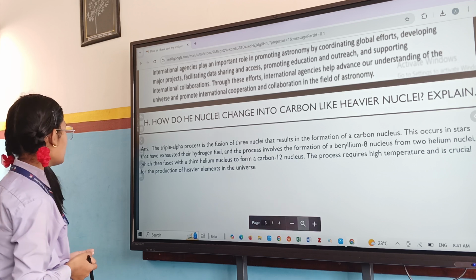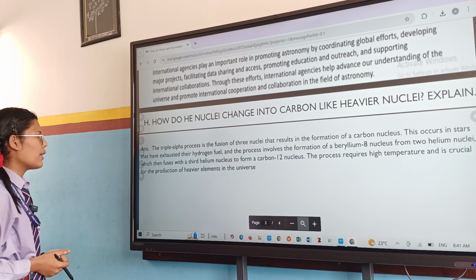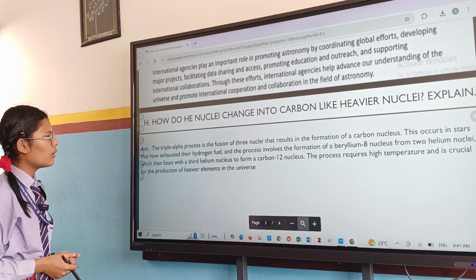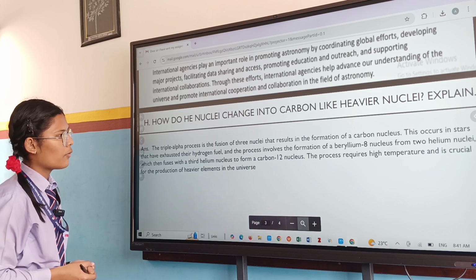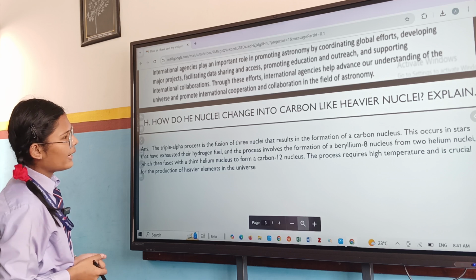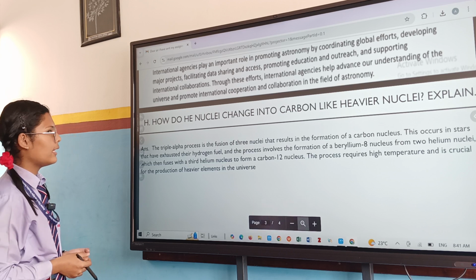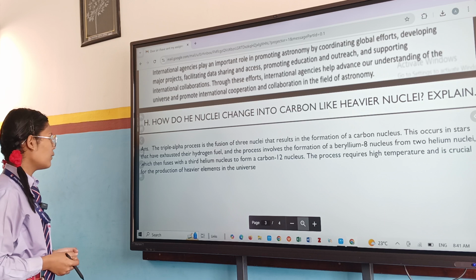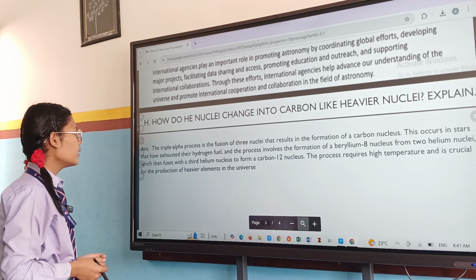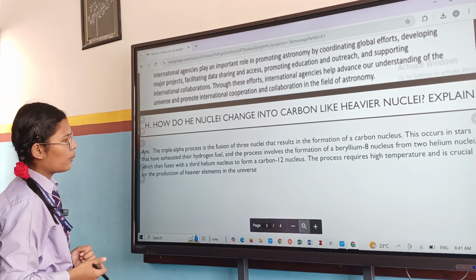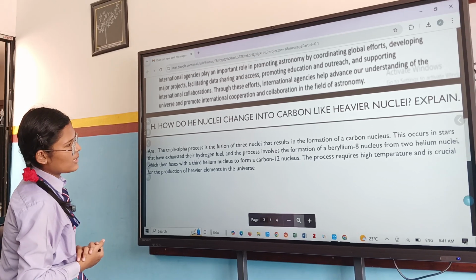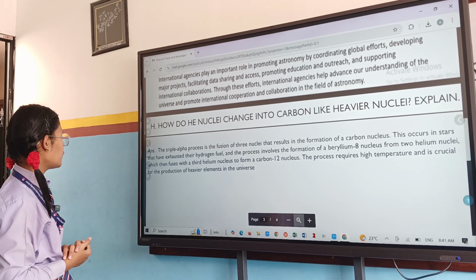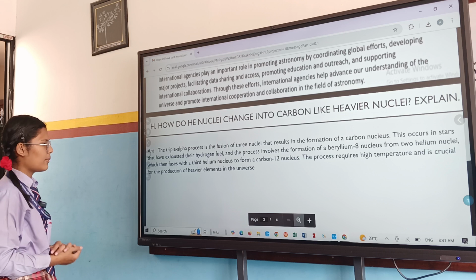This occurs in stars that have exhausted their hydrogen fuel, and the process involves the formation of a beryllium 8 nucleus from two helium nuclei, which then fuses with a third helium nucleus to form a carbon 12 nucleus. The process requires high temperature and is crucial for the production of heavier elements in the universe.